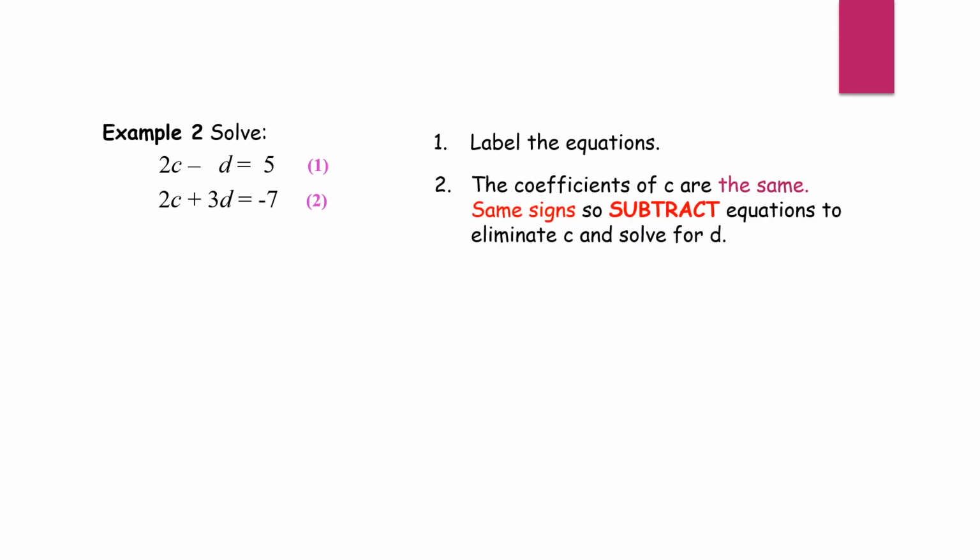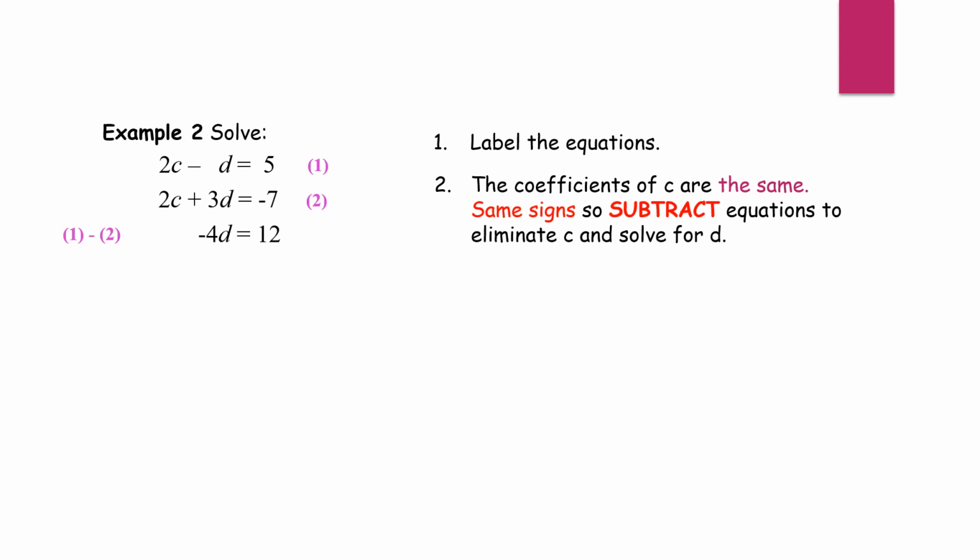Now, we need to look at the variables c and d, and you can see this time the coefficients of c are the same. They have the same signs, they're both positive, so we're going to subtract the equations to eliminate c and solve for d. So what we need to do is 1 take away 2. That eliminates c, and we end up with negative 4d equals 12, because 5 take away negative 7 is the same as 5 plus 7, which gives us our 12.